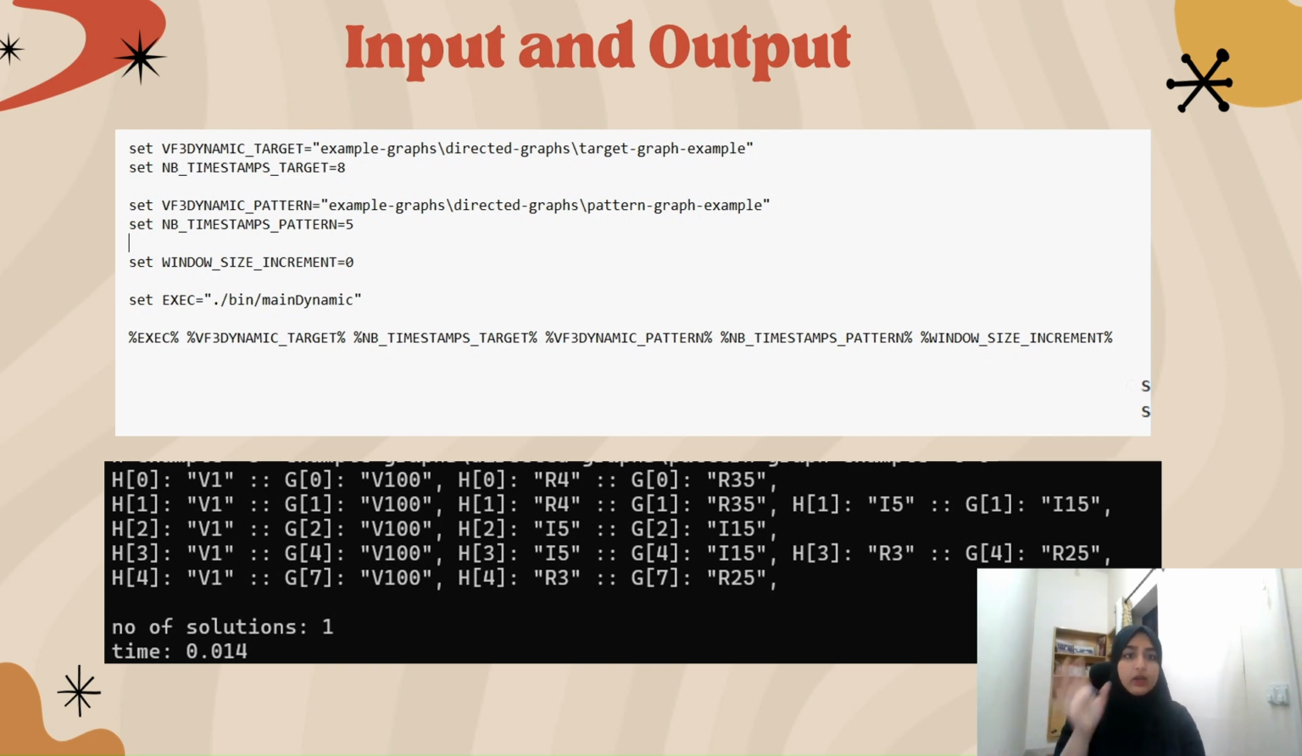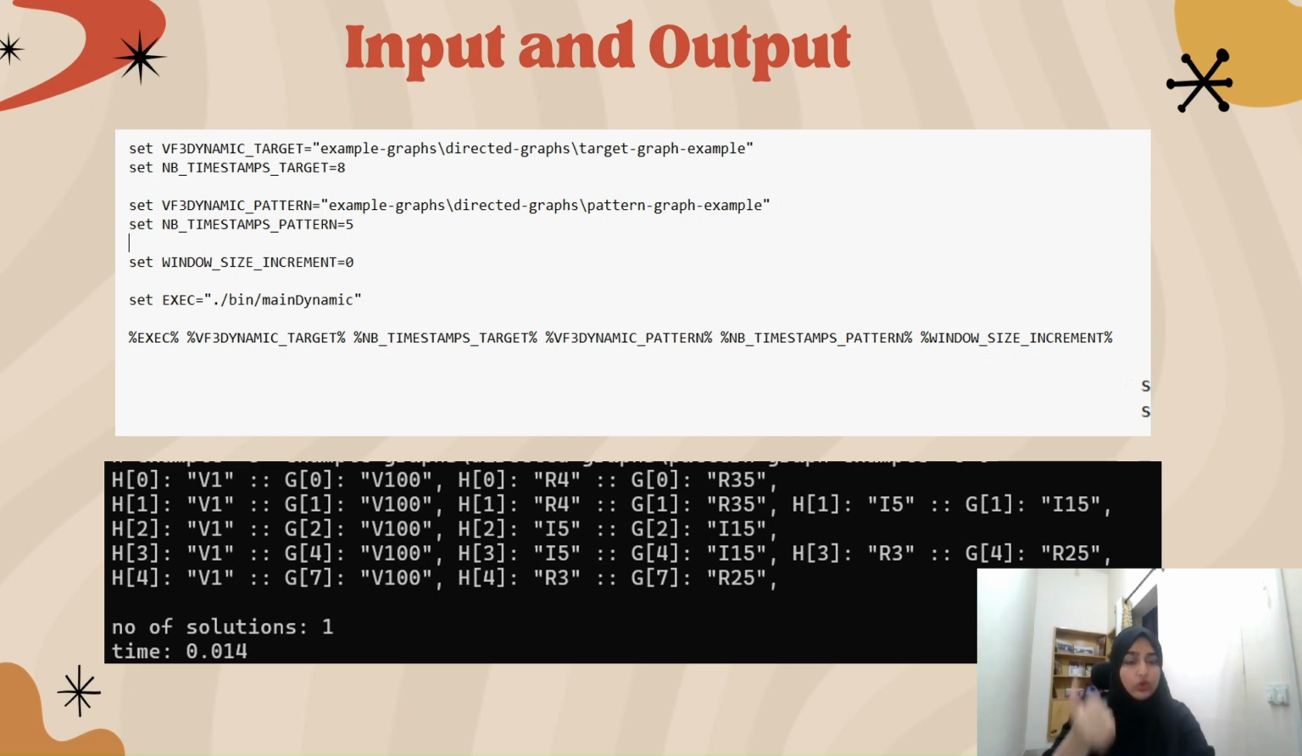We have the path of the target graphs, the number of snapshots of the target graphs being used, which in this case are 8. Then we have the path of the pattern graphs and the number of snapshots from them being used. And lastly and fifth, we have the window increment size, which in this case is not being used.